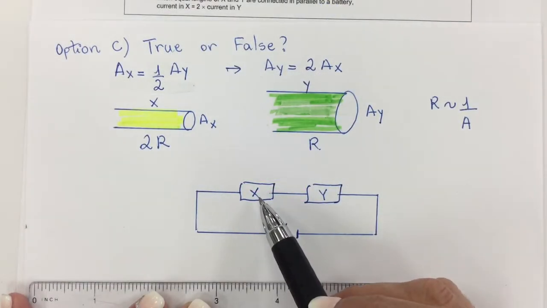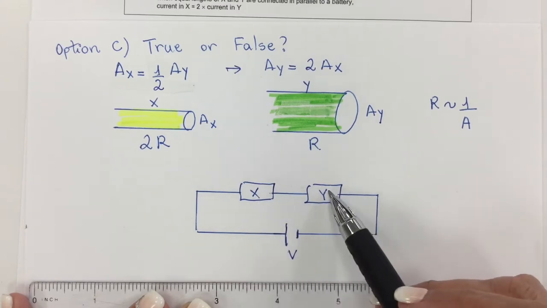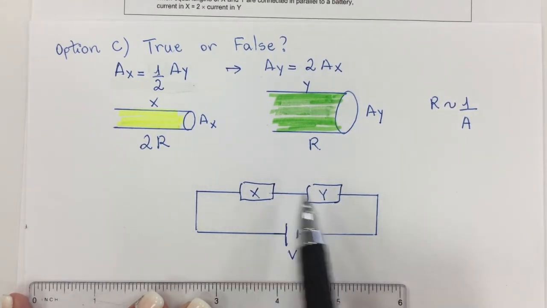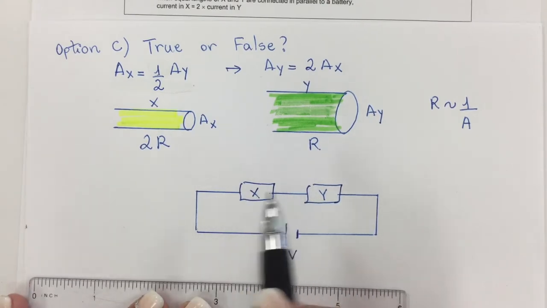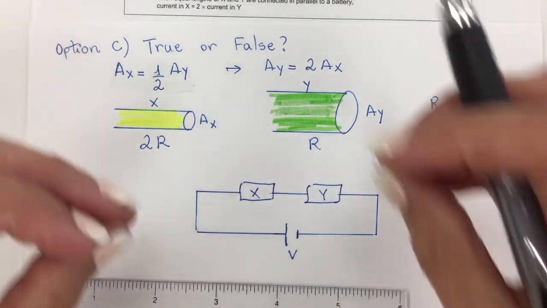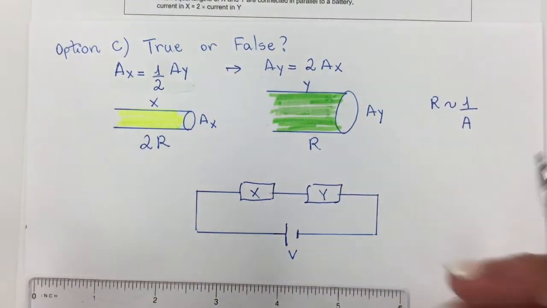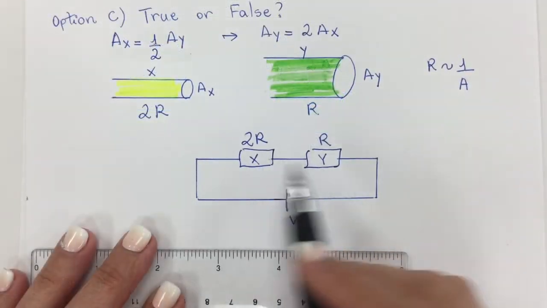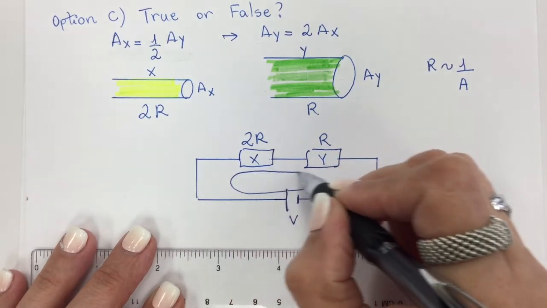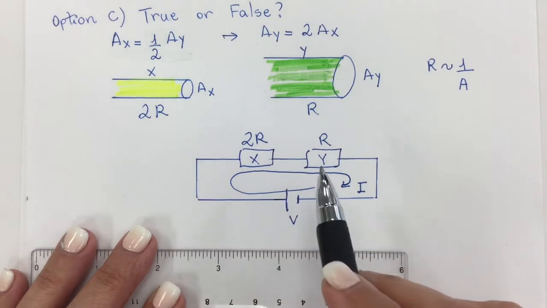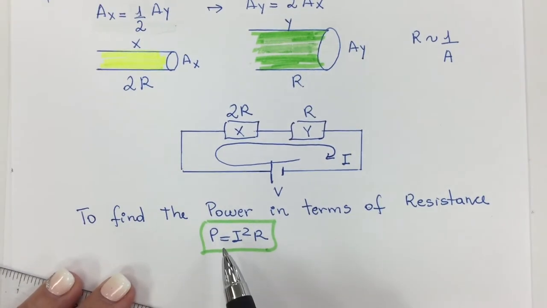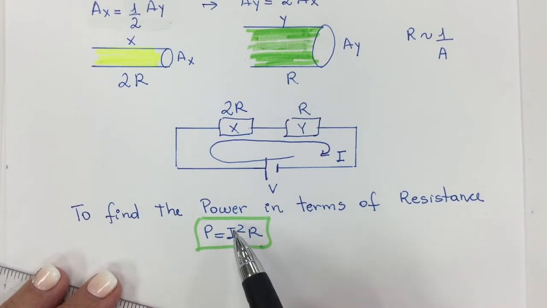Now again, this box represents the resistance of the wire X, and this the resistance of the wire Y. And option C is talking about those two wires being connected in series to a battery. So now I'm going to replace the value of the resistance, based on the ratio of the cross-sectional areas of those wires. So my X is 2R and my Y is R. Because those wires are in series, there is a current flow in the circuit, so the same current is flowing through those two wires. To find the power in terms of the resistance, I'm using this formula here. Power is equal to the current squared times R.